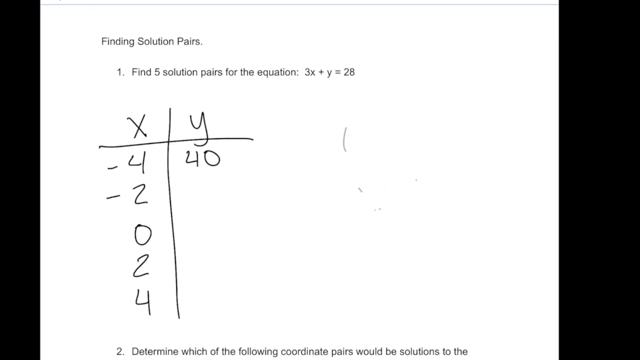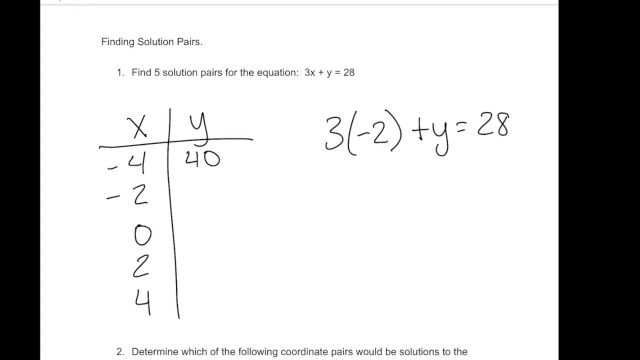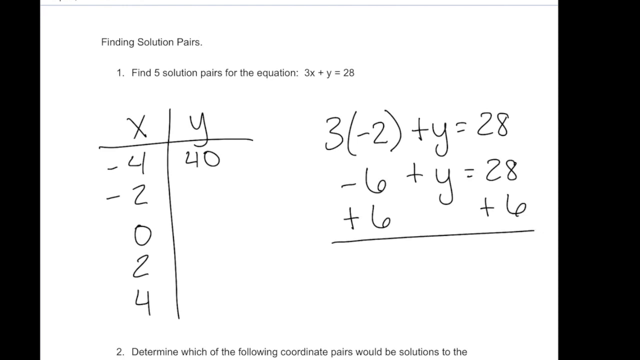Our next one, we have x equals -2. So we're going to repeat the process. 3, now instead of an x, times -2 plus y equals 28. 3 times -2 is -6 plus y equals 28. Again, we need to cancel out that -6, so we're going to add 6 to both sides to get y alone, just like solving equations that we've been doing all year.